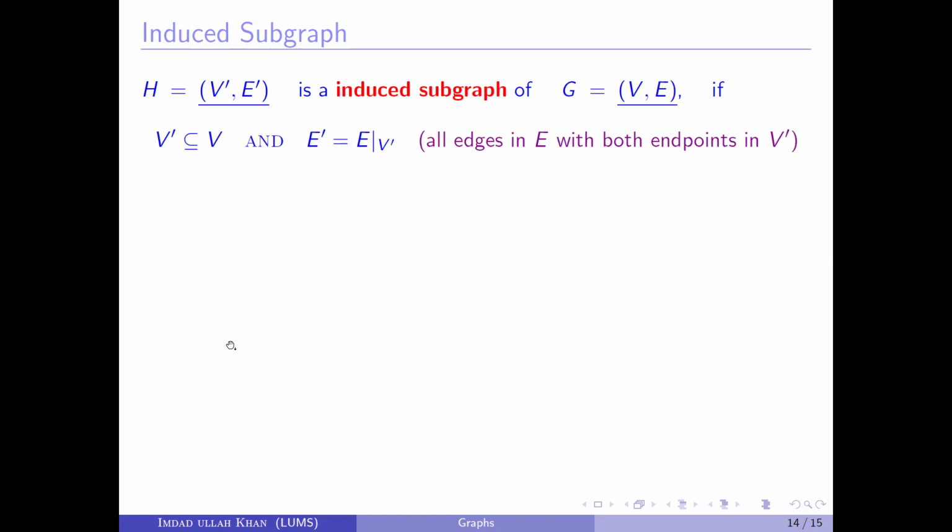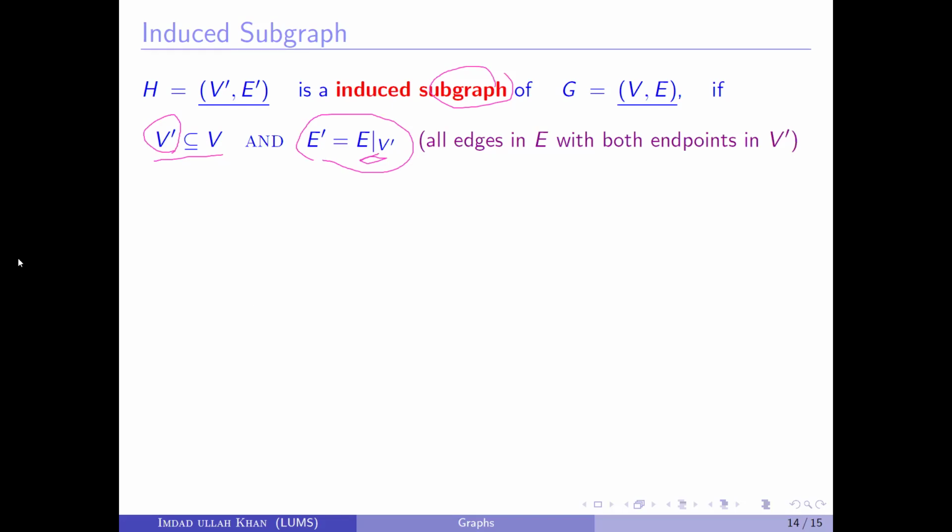Induced graph is a type of subgraph which has an additional restriction. You can have a subset of vertices, but in the edges which you put inside that subgraph, all original edges which are between the vertices in the set V prime must be preserved.